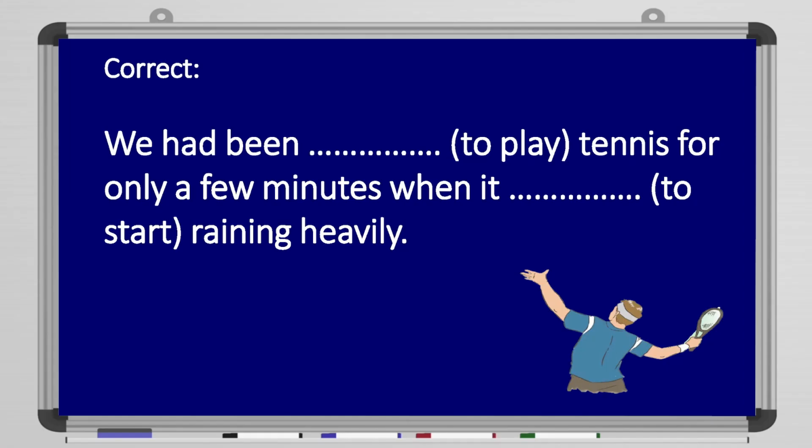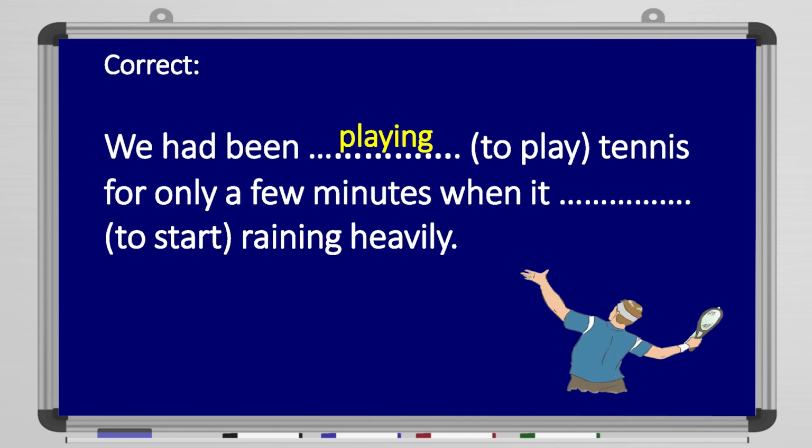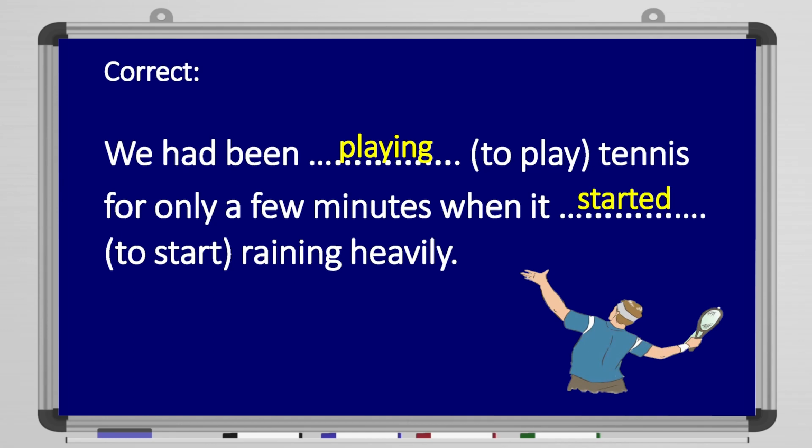Let's look at the first question. We had been. Obviously, if you see, we had been, the verb is going to be in which tense? In ing, and this is past perfect continuous. We had been playing tennis for only a few minutes when it, what? Can we have two past perfects in one sentence? No. So it will be when it started. So if we have two verbs in the same sentence, you either have past perfect simple and past, or past perfect continuous and past. Easy.